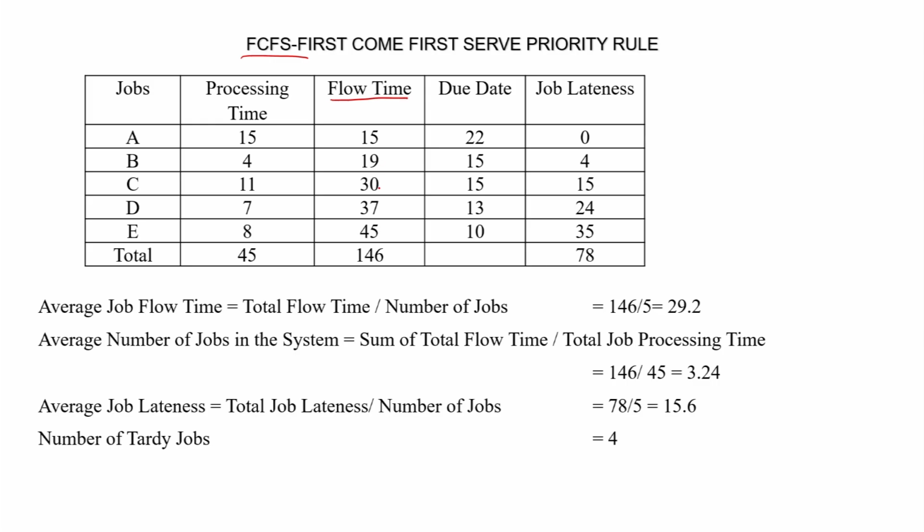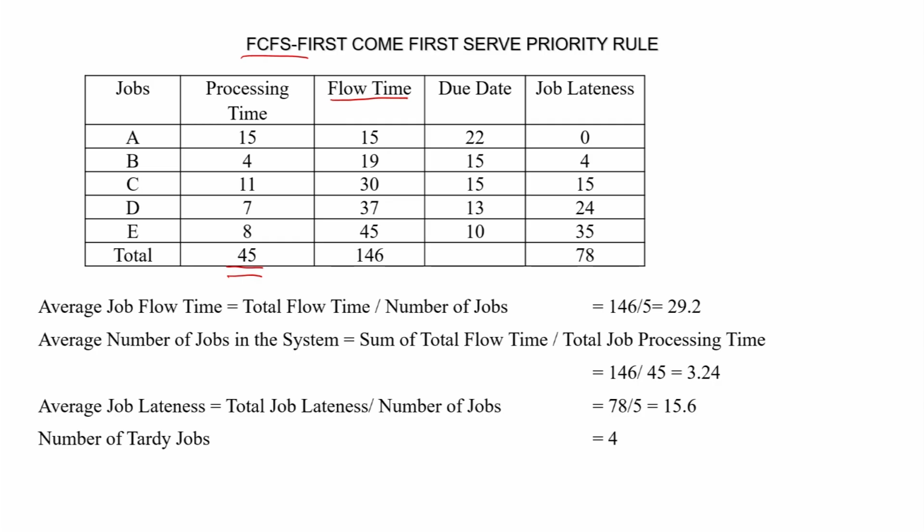Job C will be completed on the 30th day. Job D will be completed on the 37th day, and job E will be completed on the 45th day. So, the total time required to complete all the jobs is the summation of the processing times, that is 45 days. So, 45 days it will take to complete all the 5 jobs.